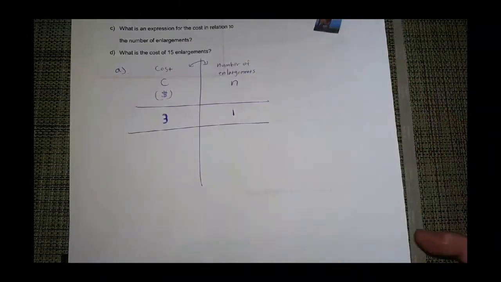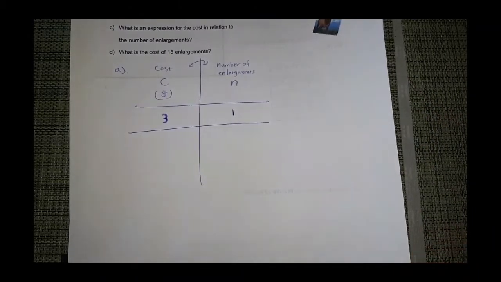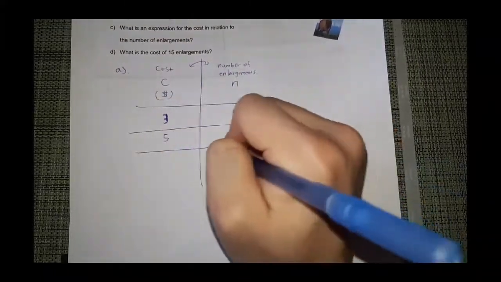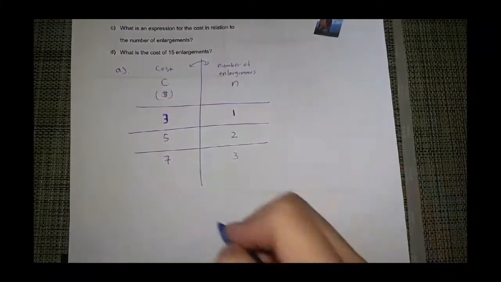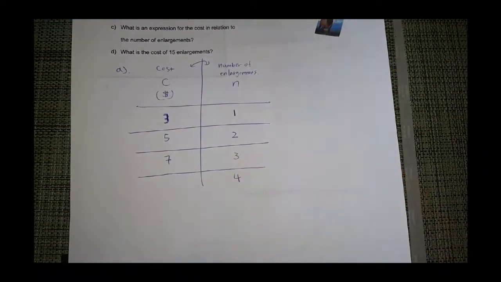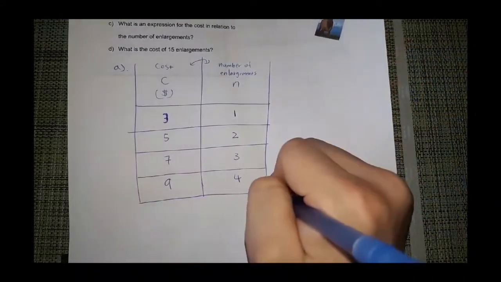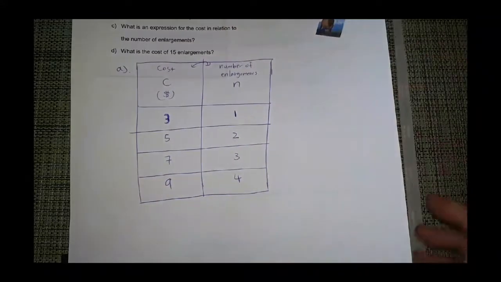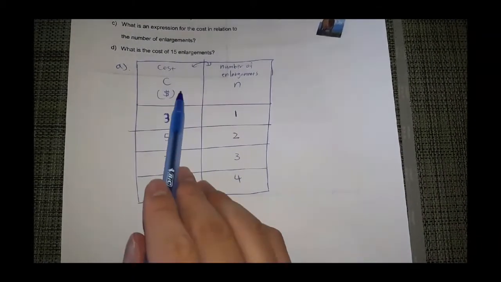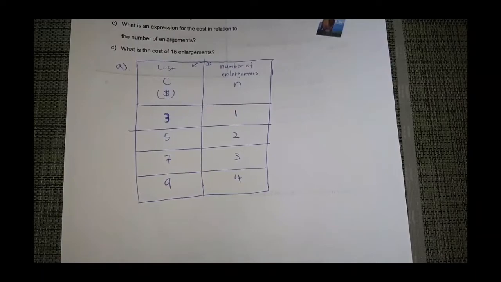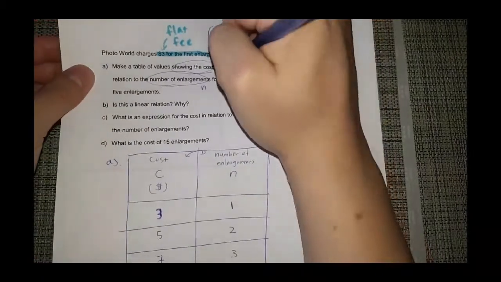Regardless, the first enlargement costs $3. But afterward, when you have the second and so on, we have $2 cost for each additional. So $3 plus 2, that's 5. When it comes to the third one, 2 additional dollars from the previous one, so that will be 7. Let's do one more. If I have 4 enlargements, then 2 more dollars, so 9. So as you may see, I constructed a table that shows the relationship between the cost and the number of enlargements. So the first part, question A, is done.